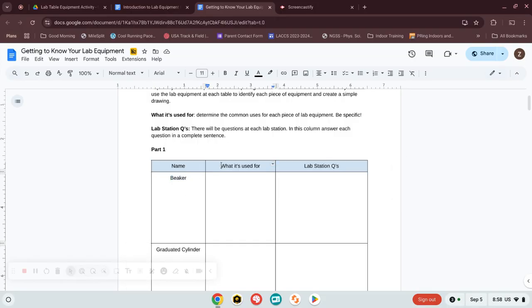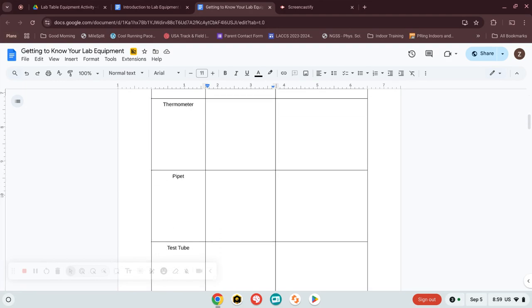The next thing you should do is figure out what the beaker is used for. Our lab equipment has very specific uses, and if you don't use them for their intended purpose, you run the risk of breaking them or maybe not being the safest. So in this box, what it's used for, I want you to tell me what it's used for.